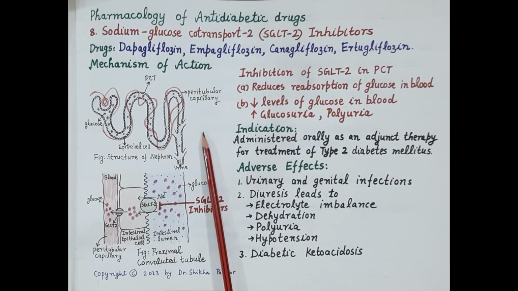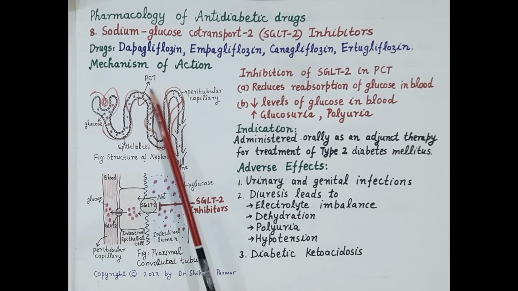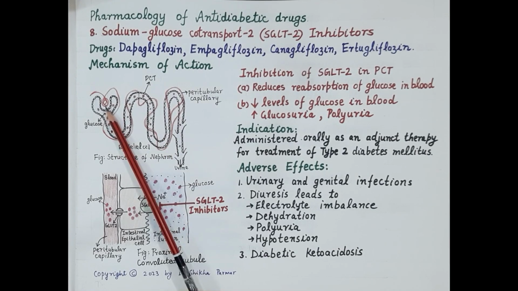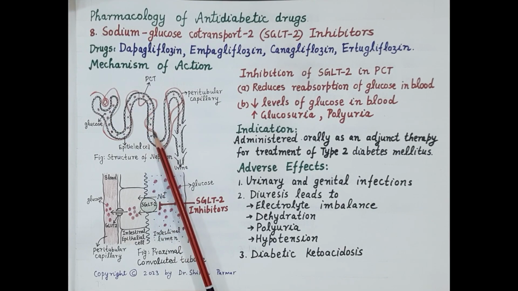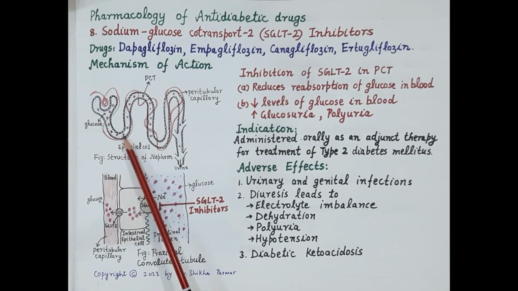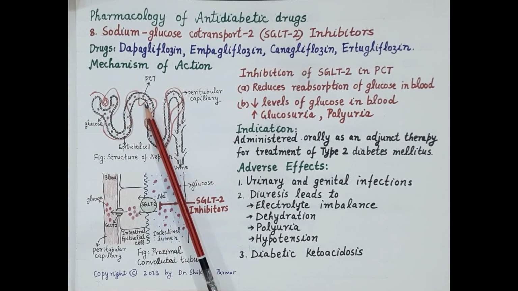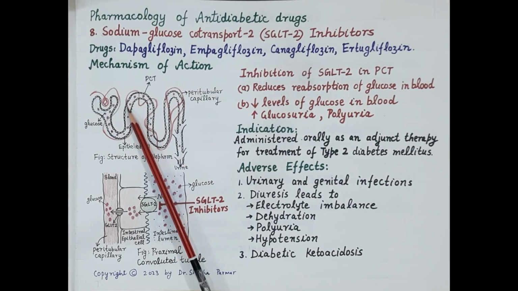This is the structure of the nephron, and this part of the nephron is called the proximal convoluted tubule. Now, blood in the glomerulus is filtered and the filtrate passes into the lumen of the nephron. These are the glucose molecules. Around 90% of the glucose in the filtrate is transported to these epithelial cells, and from these epithelial cells, that glucose is absorbed into the blood of these peritubular capillaries.